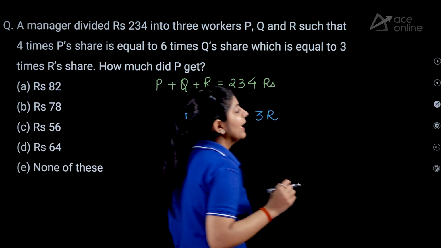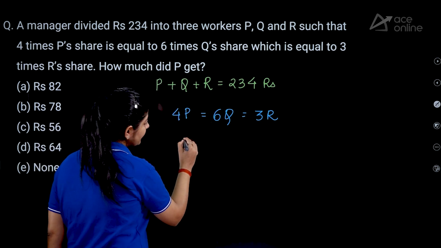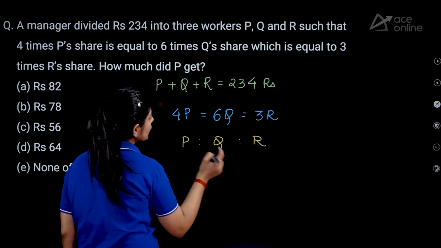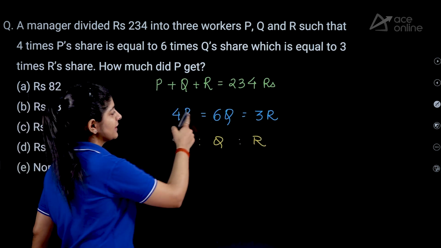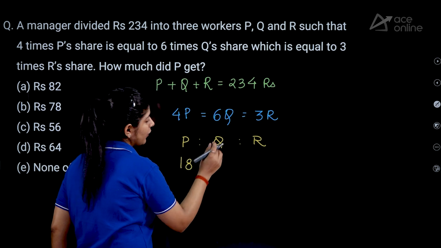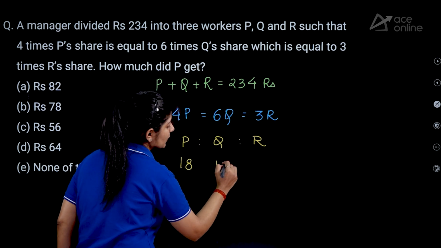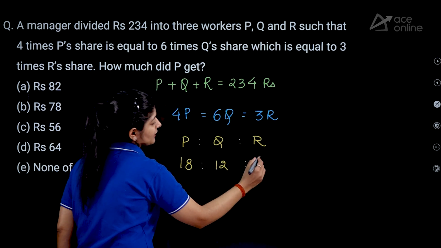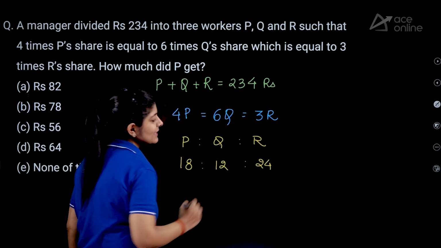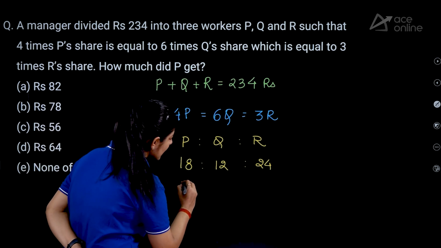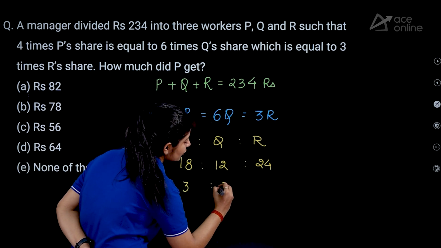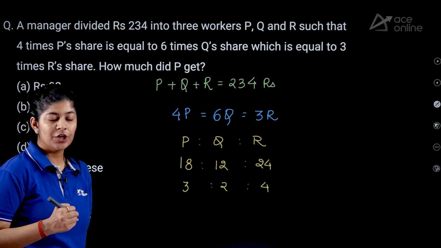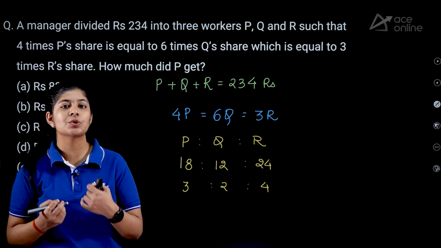First what we have to do? We have to retrieve our ratio. So first we are going to write down the ratio in between P, Q and R. For the P, what we can write? 6 into 3, that is 18. For the Q, we can write 4 into 3, that is 12. And for the R, we can write 4 into 6, that is 24. Now we just simplify it with the help of 6. So we can write the ratio of P to Q to R is 3:2:4.